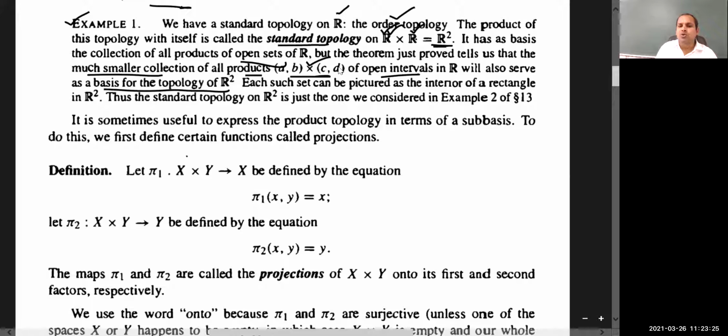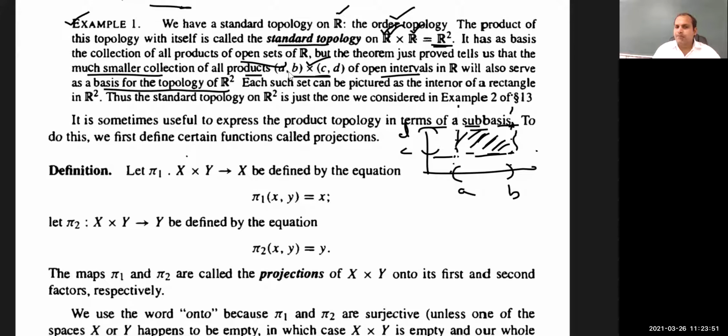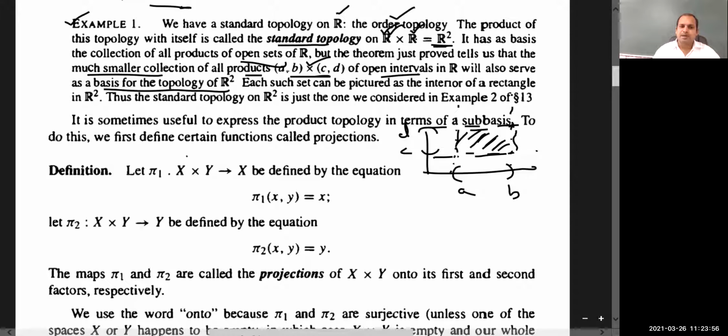Basically, this will denote your open rectangular region. Because whenever I draw this on the XY axis, suppose we have this A and B and this one as C and D, it is going to generate an open rectangular region. And we know that the collection of all open rectangular regions, as I have already explained in an earlier class, is going to generate the standard topology on R2. So this is what is written here.